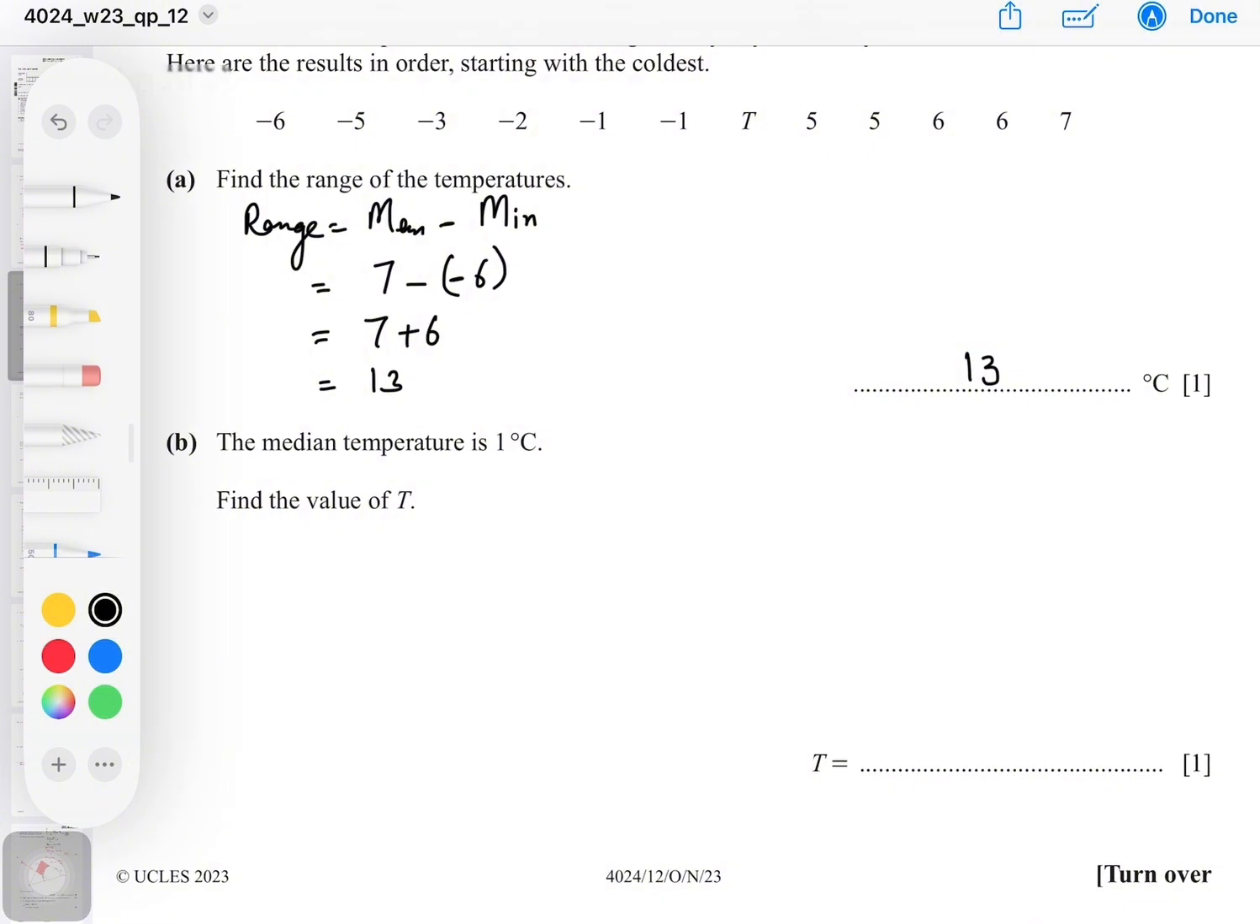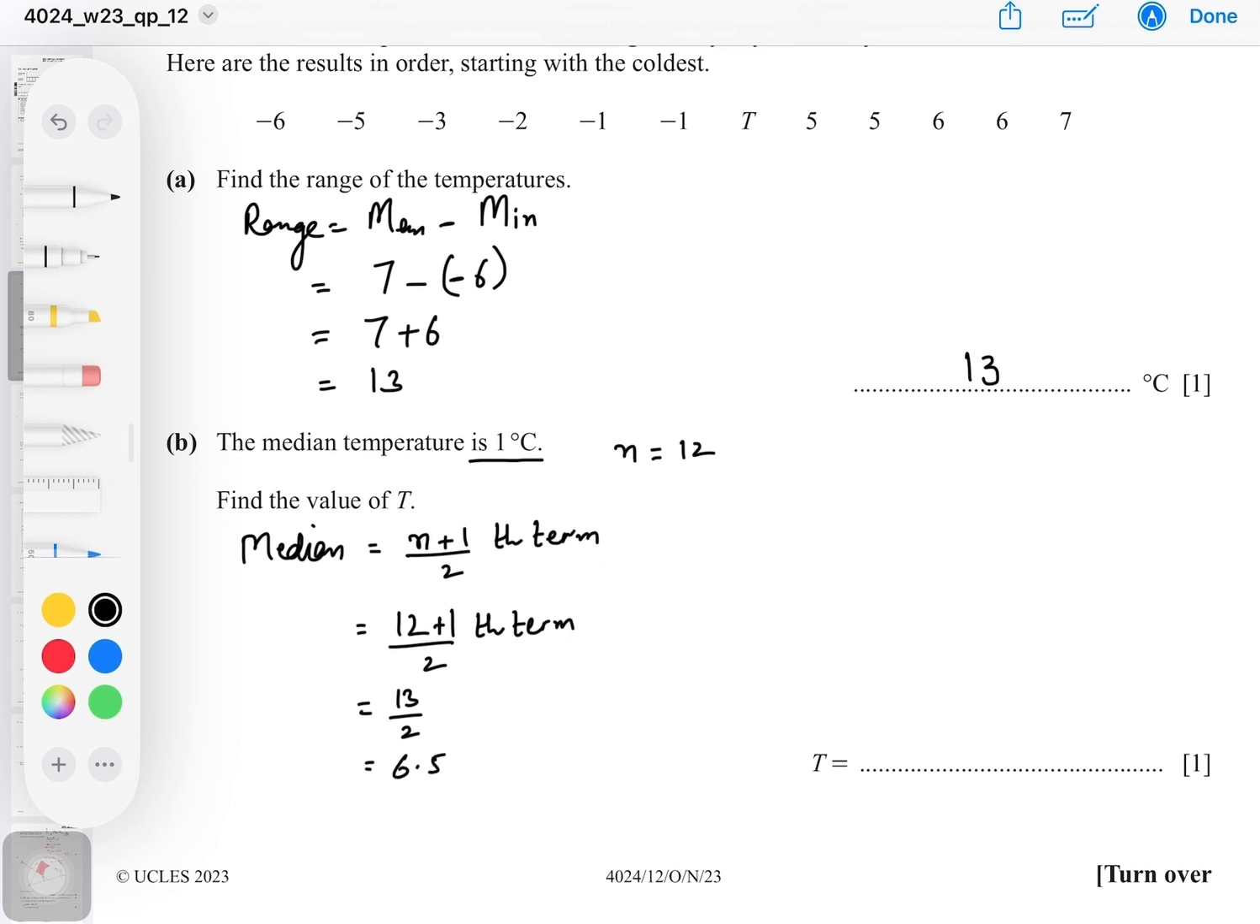Part B. The median temperature is 1 degree centigrade. Find the value of T. So we are given the median is 1 degree centigrade. So formula for median is equal to n plus 1 over 2 th term. N is equal to 12. So 12 plus 1 over 2th term is equal to 13 over 2. That is 6.5th term.